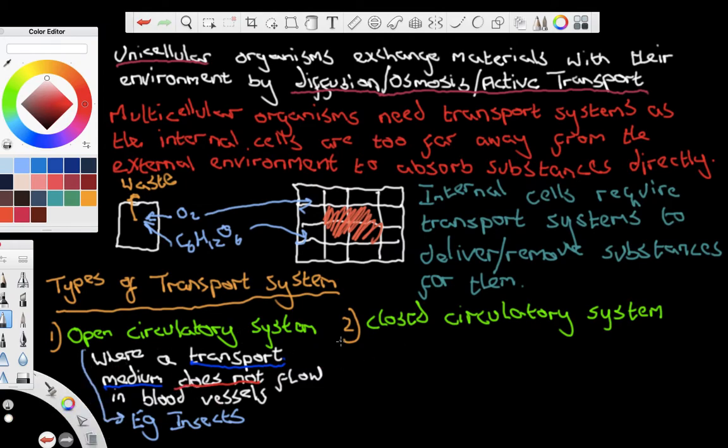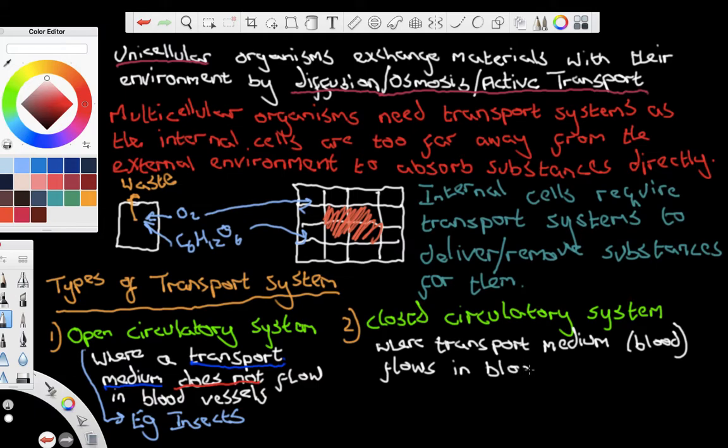So we can say where transport mediums, and we can put in brackets this time blood, flow in blood vessels.